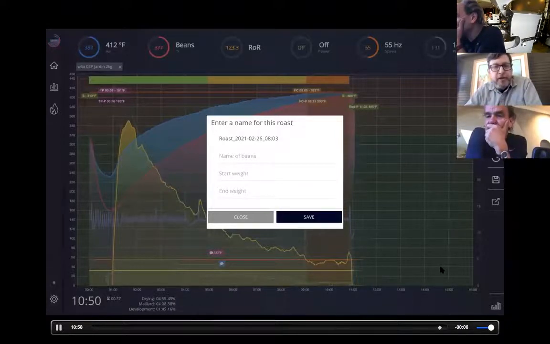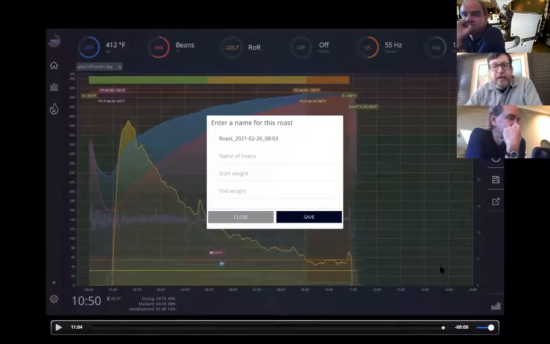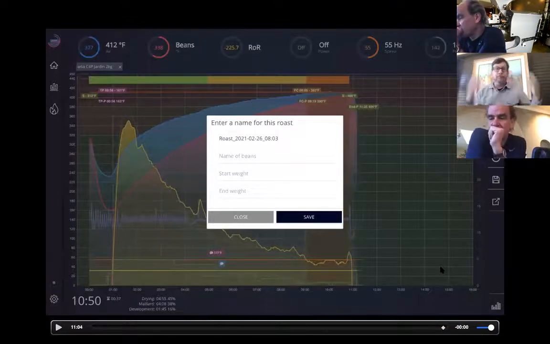When I measured the color of this coffee using my color meter, it came out at Agtron Gourmet 57. So kind of a classic, really what in my lexicon I would think of as a medium roast.